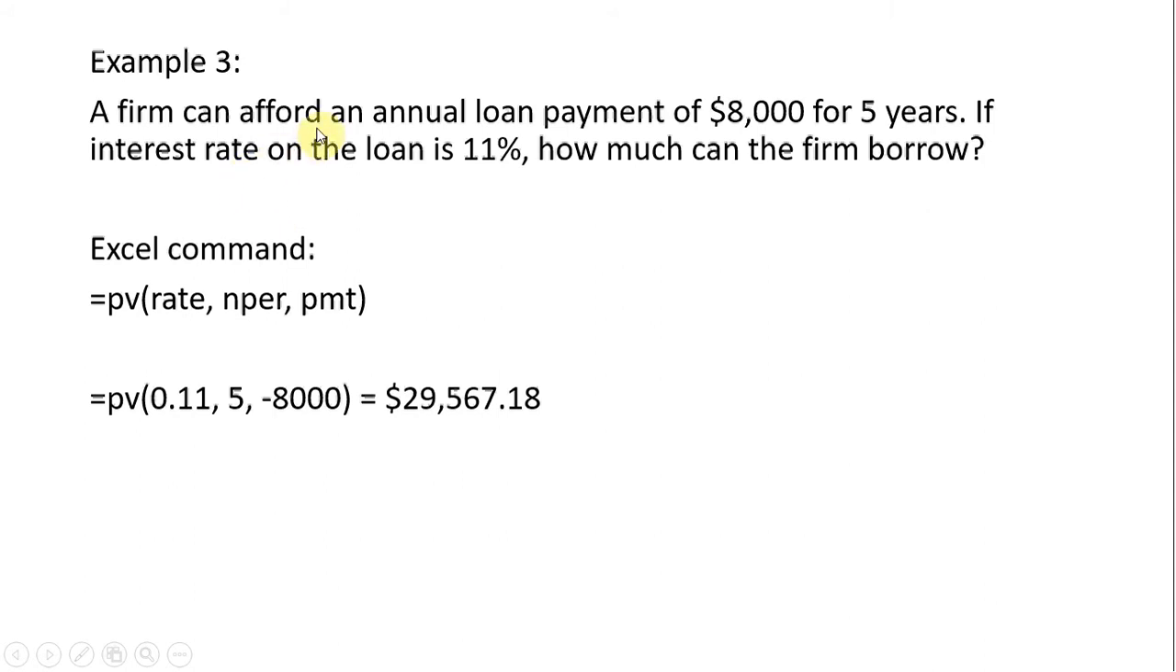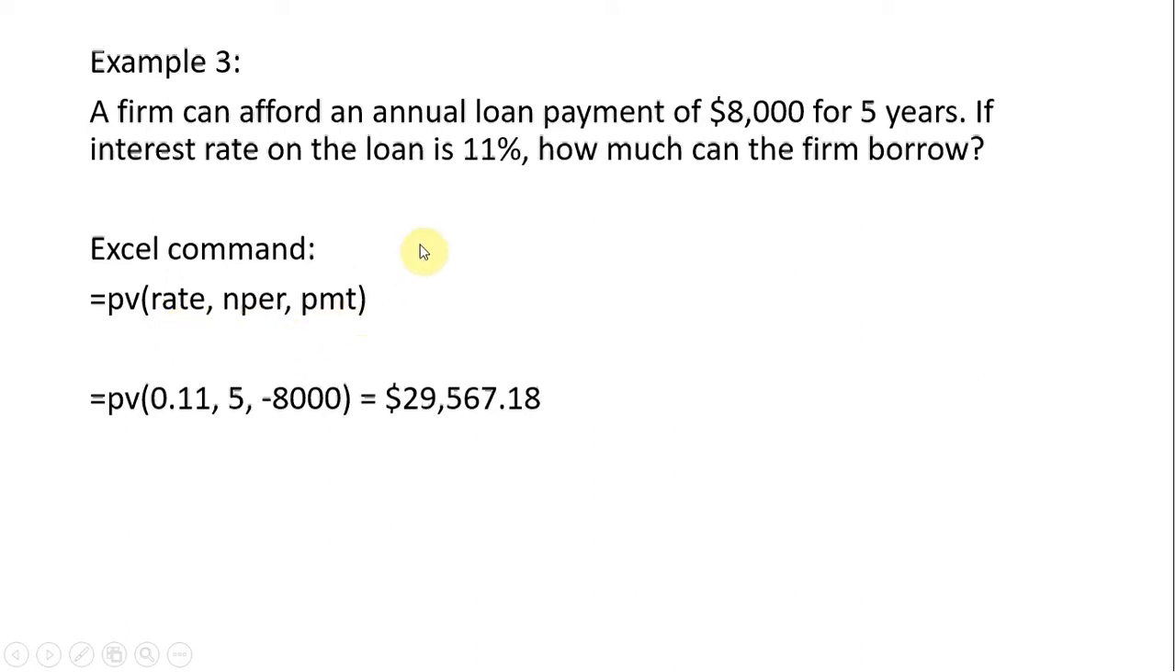A firm can afford an annual loan payment of $8,000 for 5 years. If interest rates on the loan equal 11%, how much can the firm borrow? So here we're going to try to solve for the amount of the loan that this firm can afford. We're going to use a present value formula, which is going to be a function of the rate, the number of periods, and the payment.